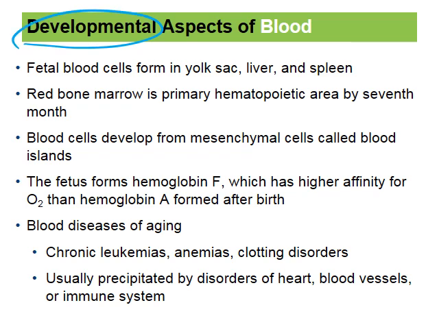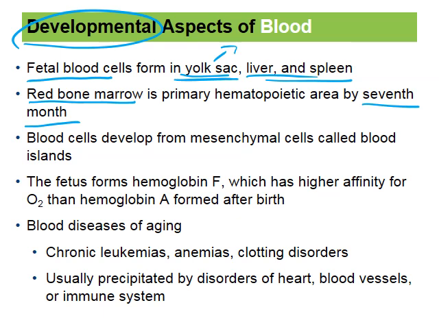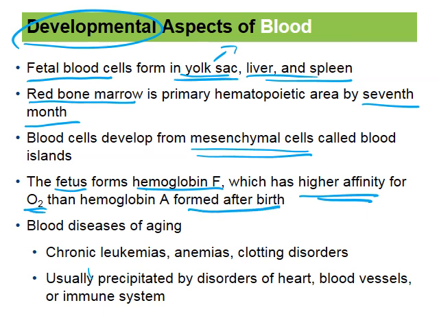So some of the developmental aspects of blood. Fetal blood cells are going to form in the yolk sac, the liver, and the spleen. We'll talk more about this when we get to reproduction. Red bone marrow is active by the 7th month. Blood cells are going to develop from mesenchymal cells. A fetus has different hemoglobin. Fetal hemoglobin F has a higher binding affinity for oxygen than the hemoglobin that we produce after birth.